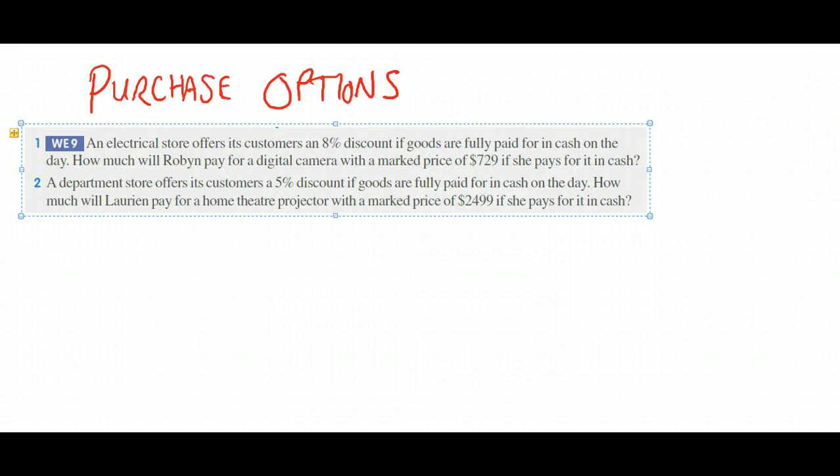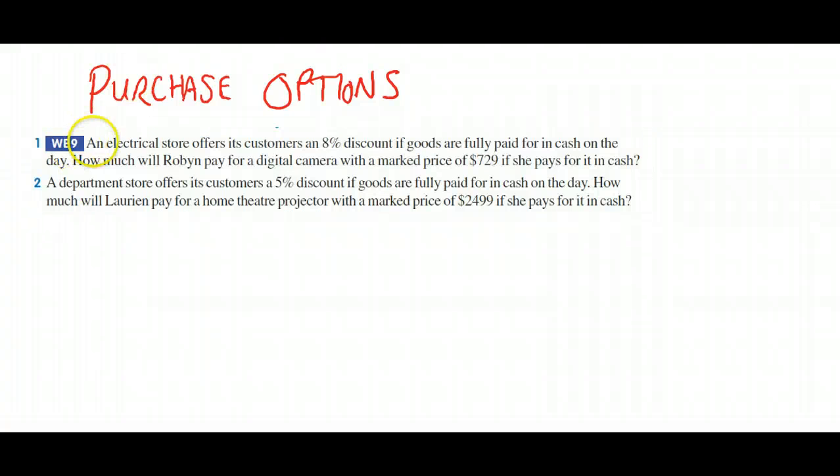Okay, in this video we're going to work through some questions about purchase options. Question 1 says an electrical store offers its customers an 8% discount if goods are fully paid for in cash on the day. How much will Robin pay for a digital camera with a marked price of $729 if she pays for it in cash?